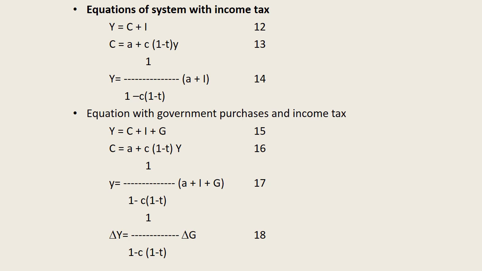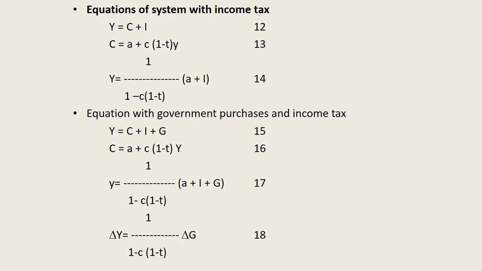The first equation represents the total expenditure, which equals C plus I. C denotes consumption, I denotes investment. The consumption function under this case is represented by equation 13: C equals A plus C multiplied by (1 minus T) multiplied by Y, where C is consumption, A is autonomous consumption, which is consumption that is not affected by income, plus C multiplied by (1 minus T), which represents the marginal propensity to consume, and Y represents disposable income.